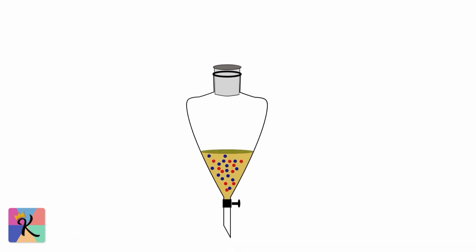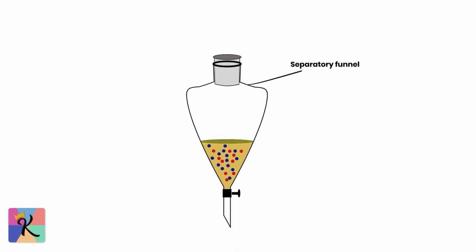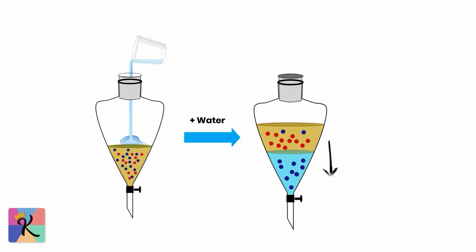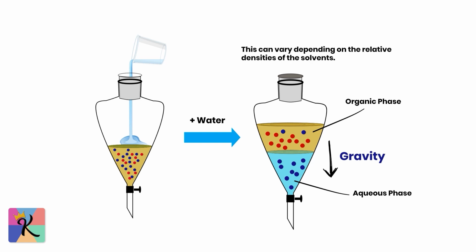To separate these layers, we use a piece of equipment called a separatory funnel. Gravity causes the denser layer to sink to the bottom, where it can be drained off. Typically, the organic layer is on top, and the aqueous layer is on the bottom, but this can vary depending on the relative densities of the solvents.